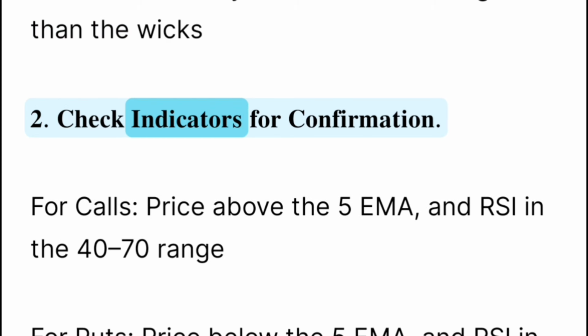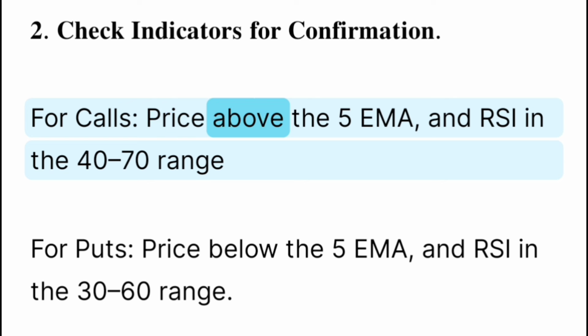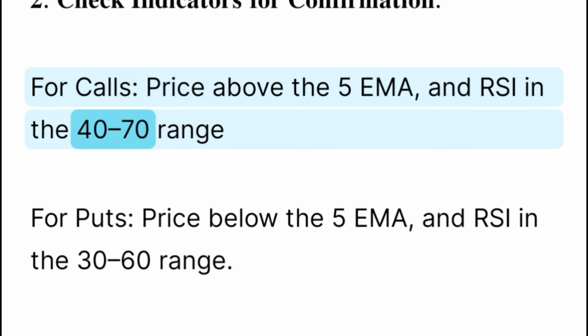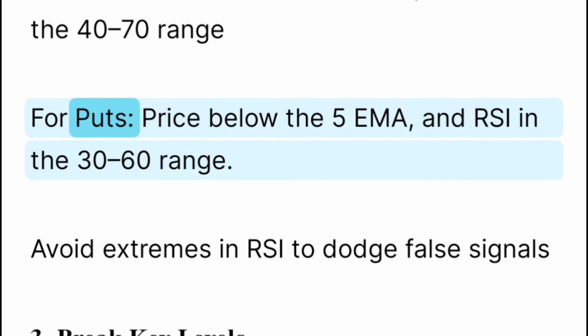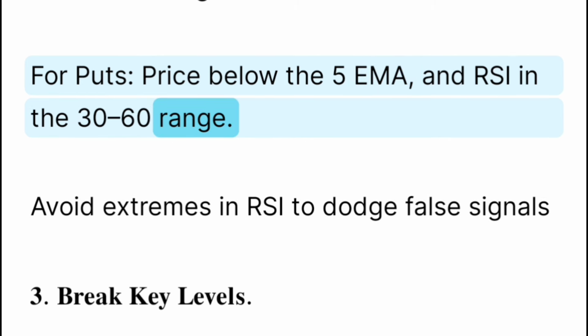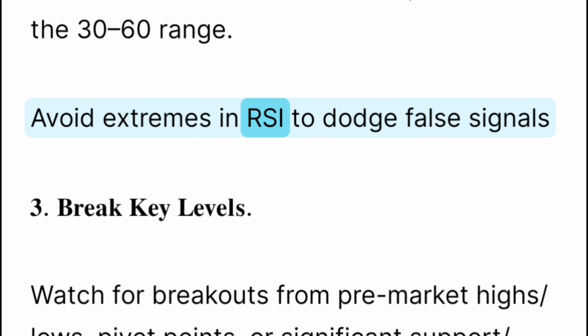2. Check indicators for confirmation. For calls, price above the 5 EMA and RSI in the 40-70 range. For puts, price below the 5 EMA and RSI in the 30-60 range. Avoid extremes in RSI to dodge false signals.